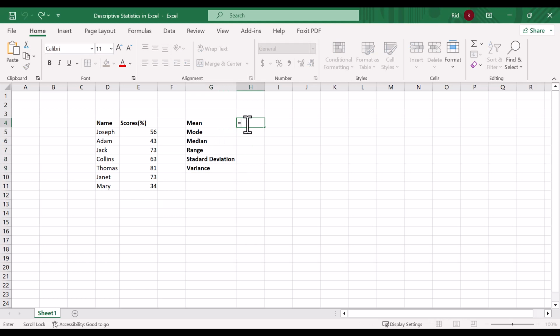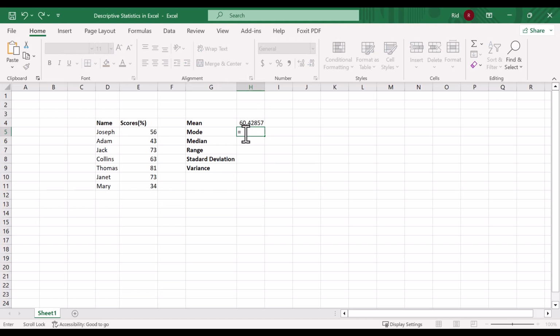So the mean is a very simple one. We use the average function. We use the average and we highlight this, that is the cell E5 to the cell E11. Then we close the brackets. So we're going to get the mean, which is approximately 60.4.